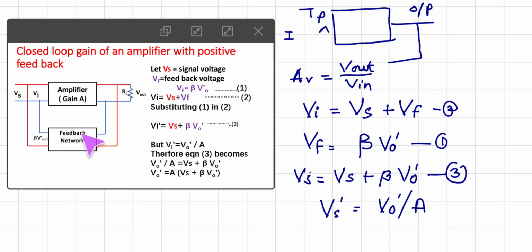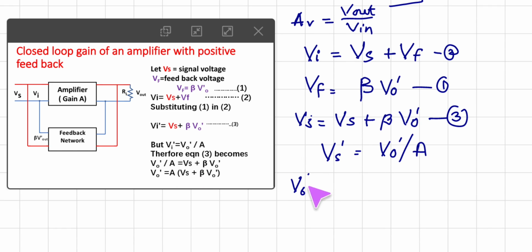Remember that when the feedback network is not there, the input is Vi and the output is Vout. But when the feedback part is there, the input becomes different and the output is said to be Vo dash. So equation 3 becomes Vi is equal to Vs plus beta Vo dash, and we know that Vi dash is equal to Vo dash upon A. So Vi dash can be replaced by this part, and therefore Vo dash upon A is equal to Vs plus beta Vo dash. From this we can find Vo dash: on the right-hand side it multiplies, and so that becomes Vo dash is equal to A into Vs plus beta Vo dash.